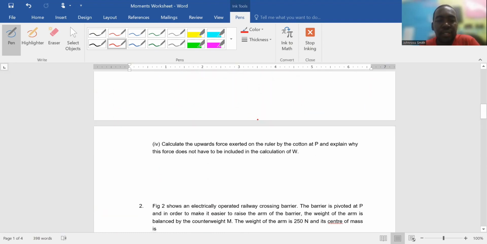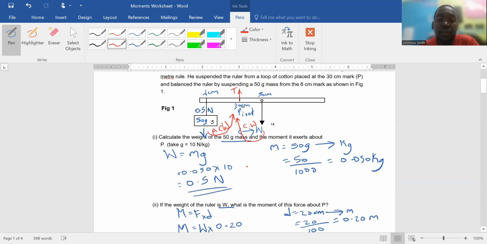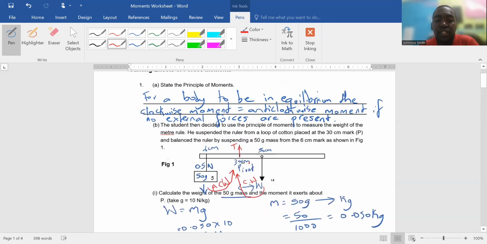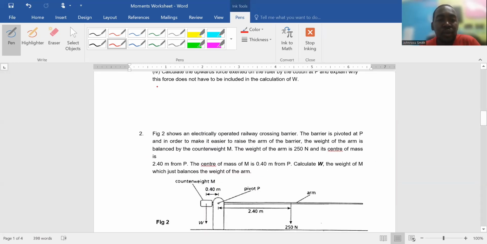All right. Next part is calculate the upward force exerted on the ruler by the action at P. Now, if we go back to P, we notice that at the pivot point, there's a strain. So therefore, there has to be a tension force going up. Let's call it T. They want us to know what is that force. Now, that's where the other condition for equilibrium is used, which tells us that opposing forces are equal.